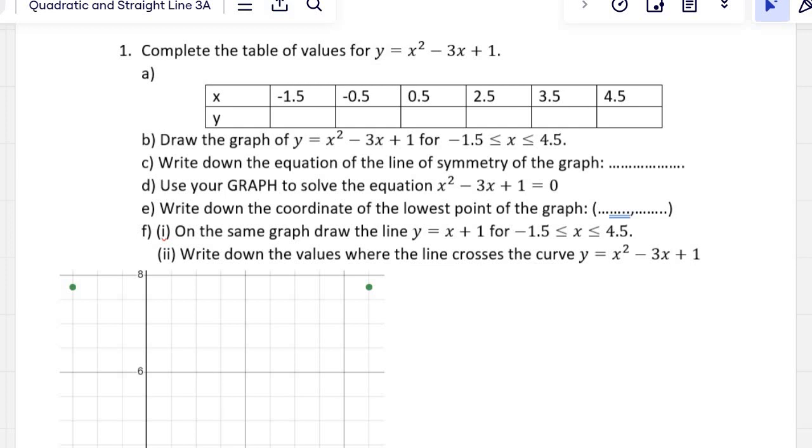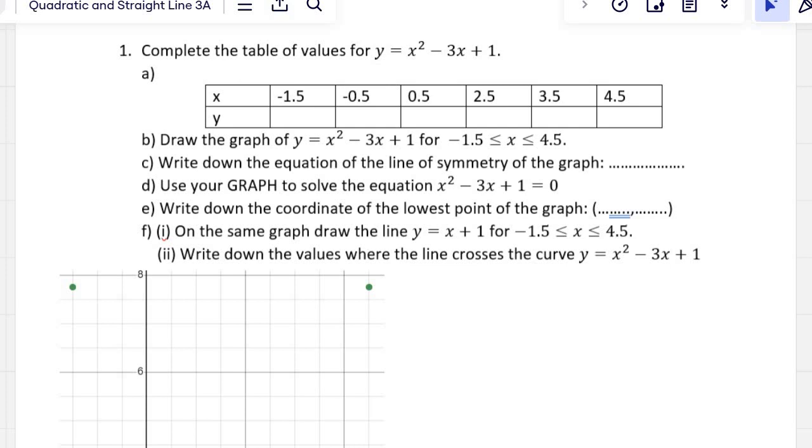Well, I'm going to start trying to solve this exercise, this exam, so you can practice on your own. I will try to make this video as short as possible. First exercise. It says complete the table of values for that equation. That is a quadratic equation.